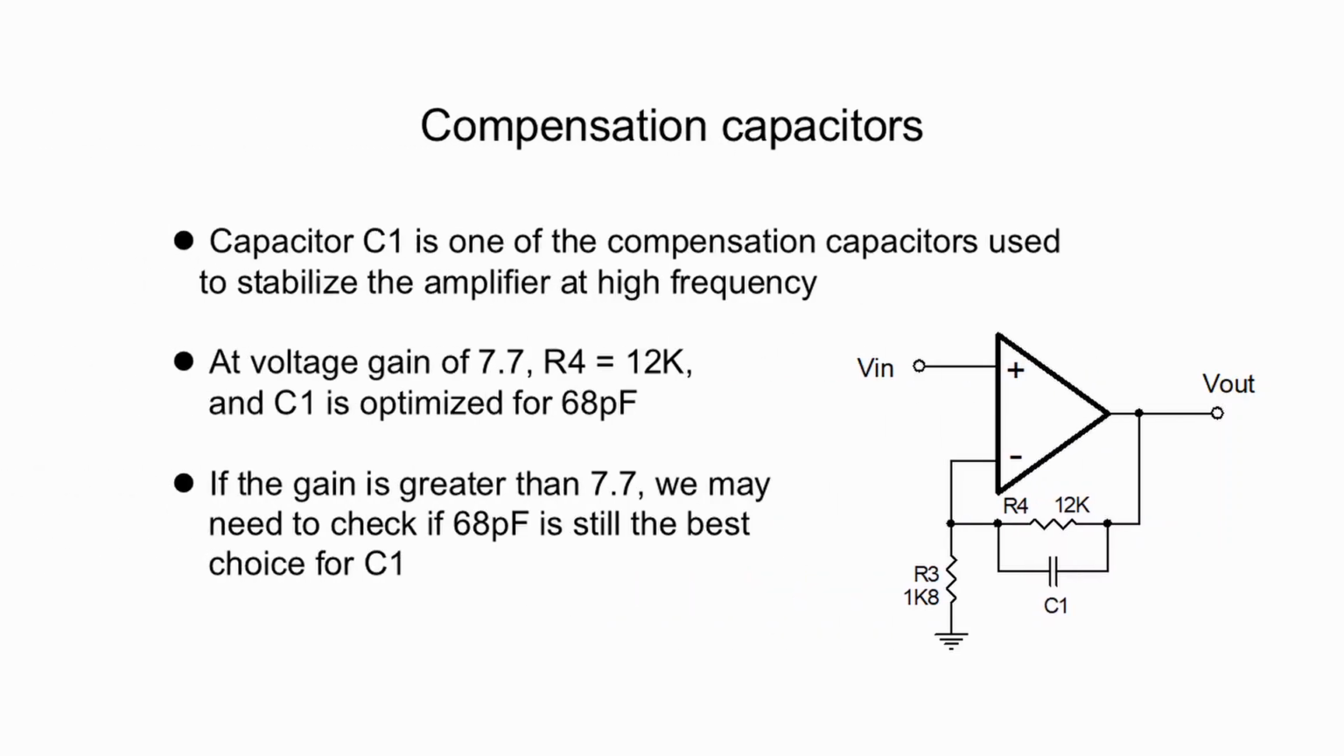However, if the voltage gain is changed to a value different from the original 7.7, a 68 picofarad capacitor may still work for C1. But it would be better to verify if it is still the best choice. It is also true for the other compensation capacitors C2 to C5. Nevertheless, if the voltage gain is not too far from the original 7.7, we may not need to worry too much about the stability of the amplifier, even if we decide not to change the capacitors for C1 to C5.